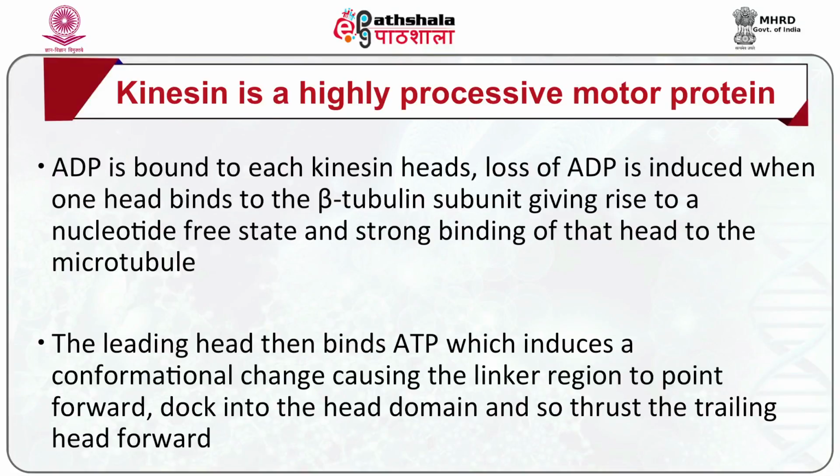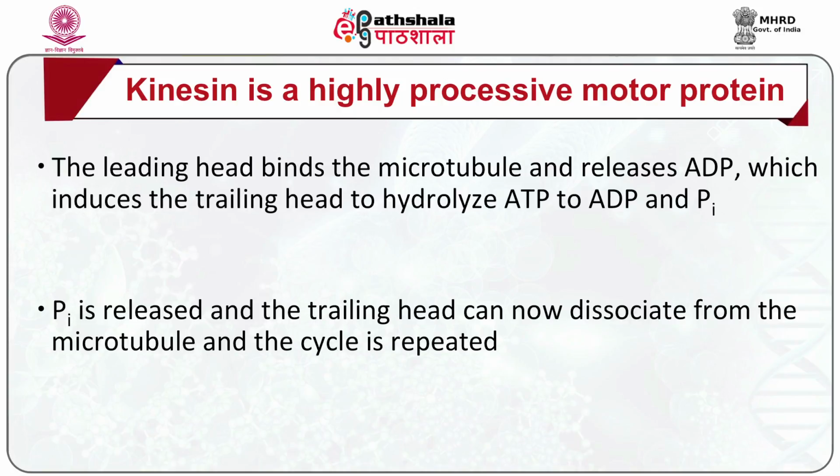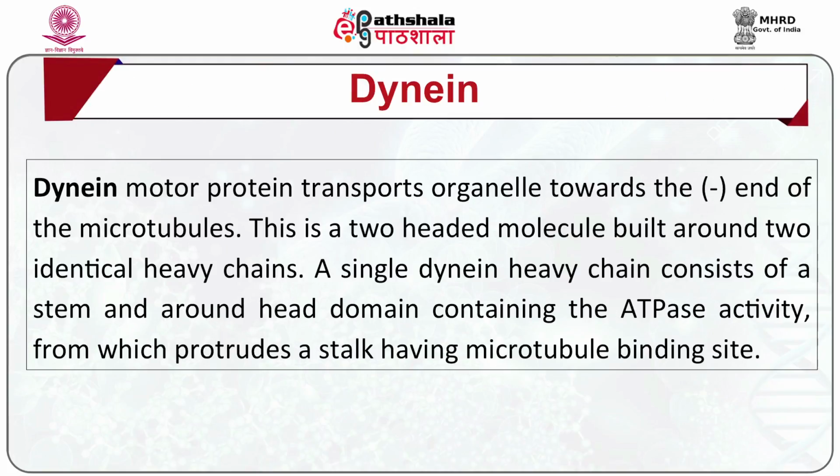The leading head binds ATP, which induces a conformational change causing the linker region to point forward and dock into the head domain, and so throws the trailing head forward. The leading head binds a microtubule and releases ADP, which induces the trailing head to hydrolyze ATP to ADP and inorganic phosphate. Inorganic phosphate is released and the trailing head can now dissociate from the microtubule, and the cycle is repeated.